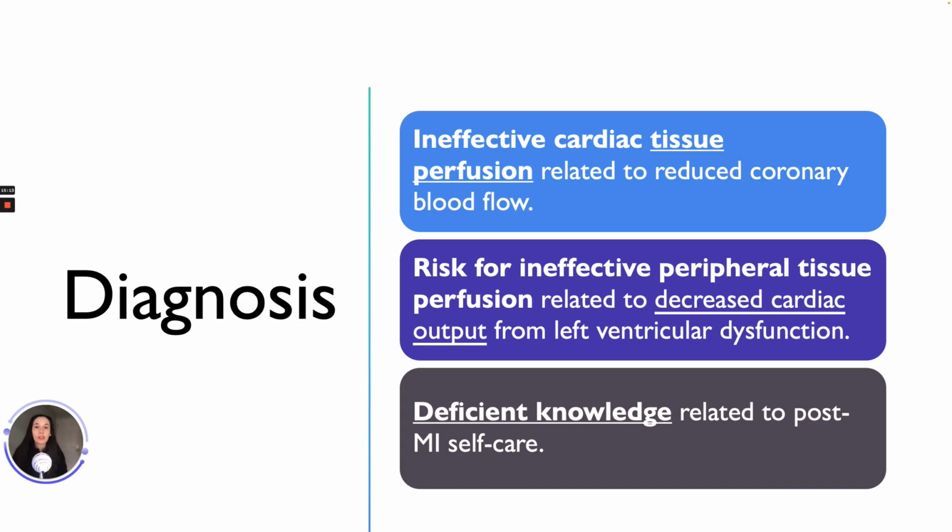Different diagnoses we can use for these patients, and there's a lot. These are just some examples. Ineffective cardiac tissue perfusion related to reduced coronary blood flow, risk for ineffective peripheral tissue perfusion related to decreased cardiac output from left ventricular dysfunction, and deficient knowledge related to post-MI self-care.